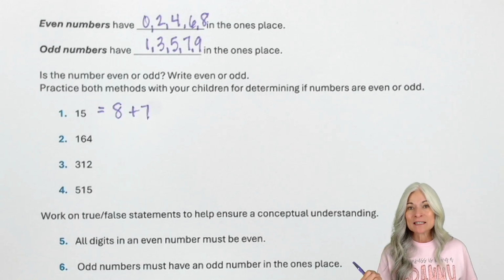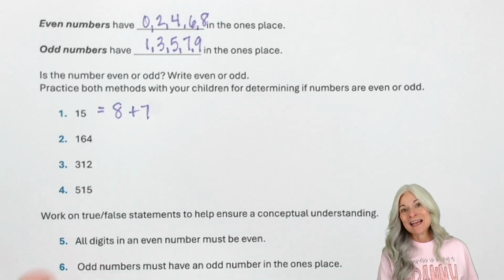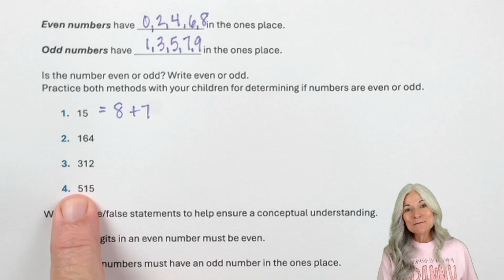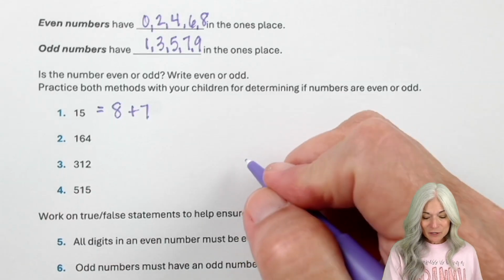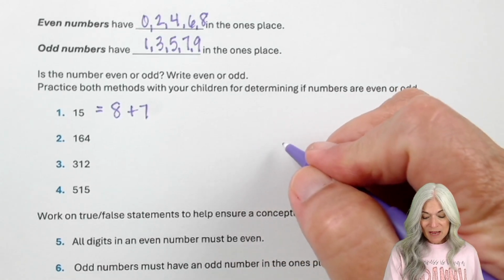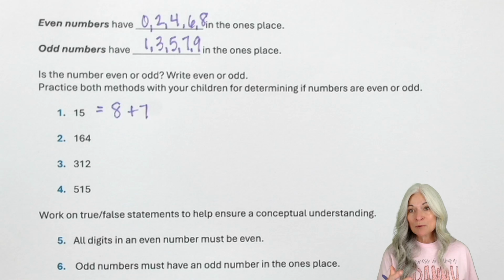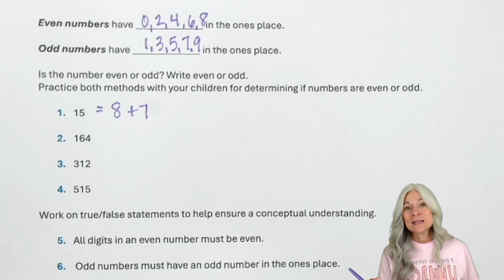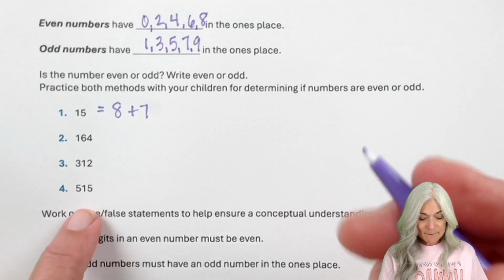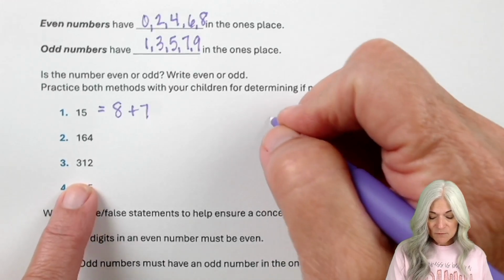So have them practice both methods, especially with numbers like 515. Okay, we know we could put 200s if we have, because we've got 500s. And you can also practice with just drawing. I know if you look at the student video, we do that with some of them. So for example, let's look at 312 since that one is even.